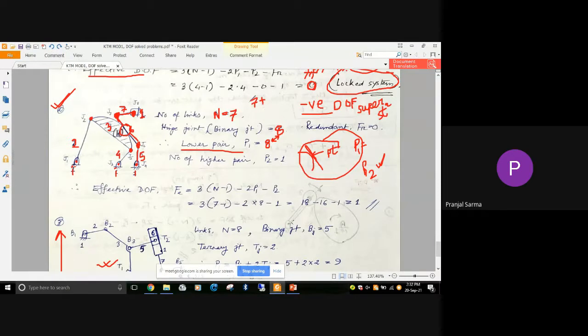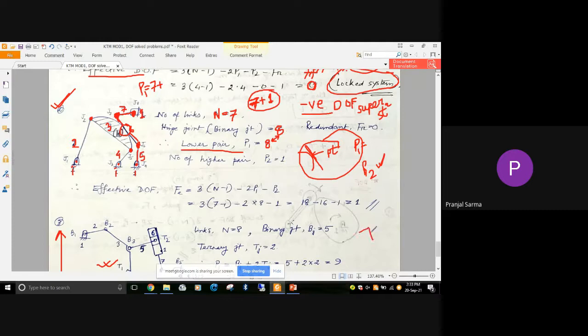Now, suppose after counting you have obtained 7 binary joints and one quaternary joint. So what will be the P1 value in that case? Please guess. For 7 binary joints, it is directly 7 pairs. Correct? Plus, for one quaternary joint, how many pairs does it constitute? Two, sir.